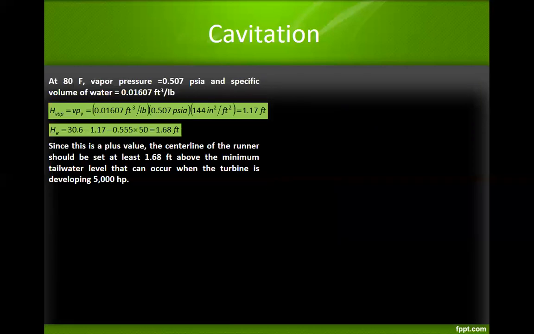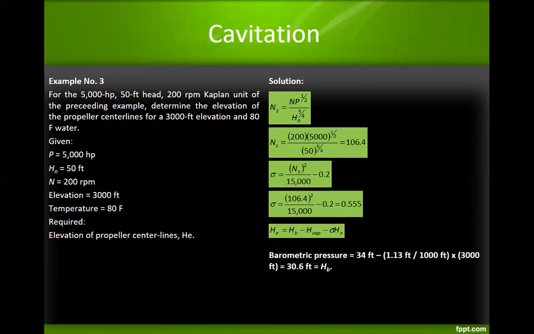Example number 3. For the 5,000 horsepower, 350 feet, 200 RPM Kaplan unit of the preceding example, determine the elevation of the propeller center line for a 3,000 feet elevation and 80 Fahrenheit. Given: P is 5,000 horsepower, H sub n is 50 feet, n is 200 RPM, elevation is 3,000 feet. Required: elevation of the propeller center line.